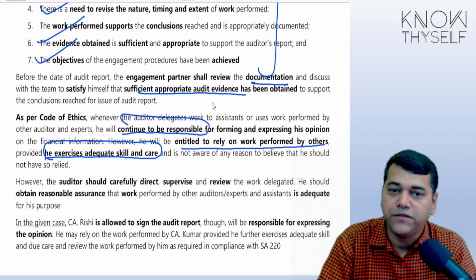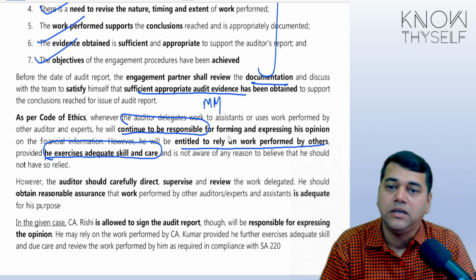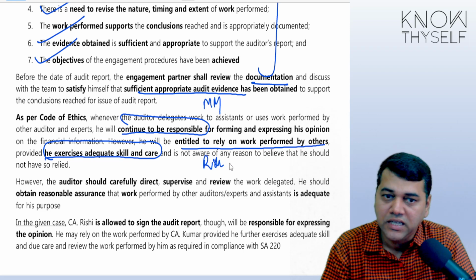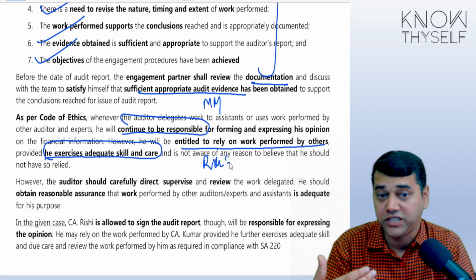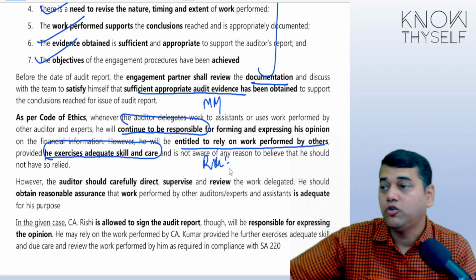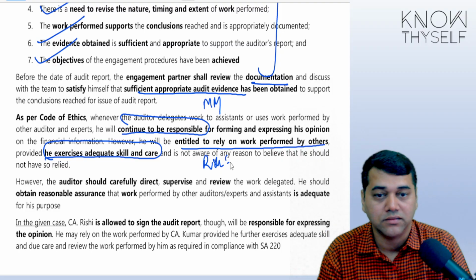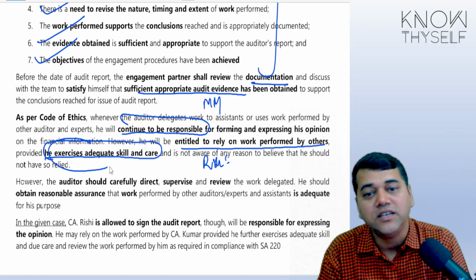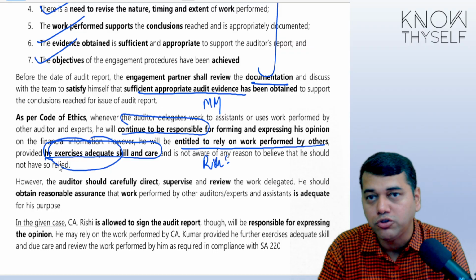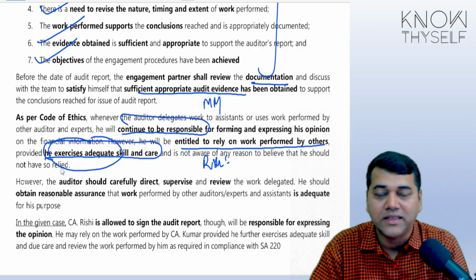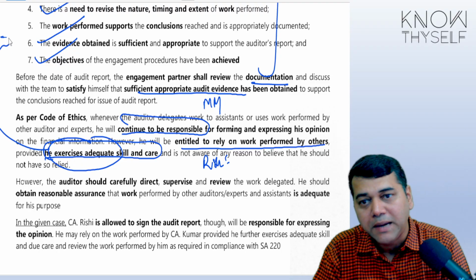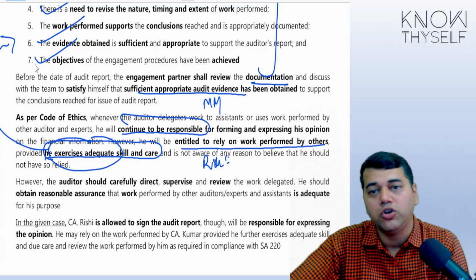So tomorrow, if there is any material misstatement, the signing partner, that is Rishi, cannot escape professional misconduct by saying that Kumar did this work and he just signed it. No, you should have exercised reasonable skill and care. That means you should have taken some more time because the death had happened. Then go back and perform these 7 activities which were told by the SA.